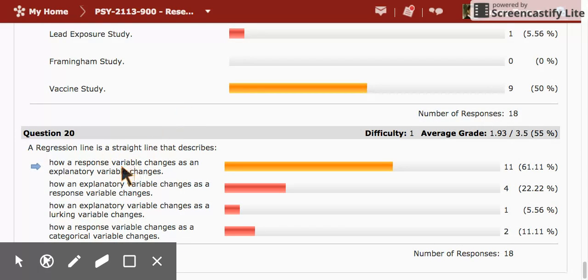A regression line is a straight line that describes how a response variable changes as an explanatory variable changes. So as one variable changes, the other one changes in a certain way, and that regression line basically tells you their relationship and their predicted relationship. Doesn't tell you the opposite. Doesn't talk about any lurking variable changes. And then categorical variable changes would be like male, female, and they don't really make sense because it would be a completely different grouping, so that is not represented on a XY plot.